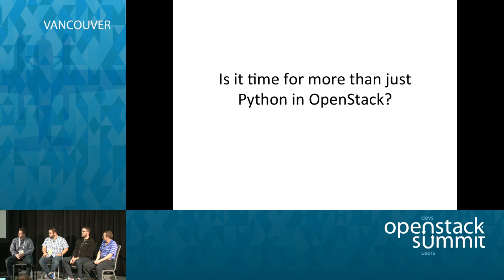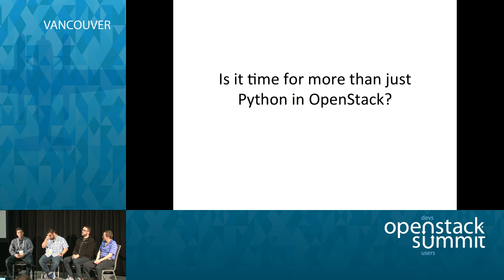Now let me take a second and set the stage. When OpenStack first started, both the NASA folks at ANSO and Rackspace were Python shops. It was a natural fit. And there was a conscious decision to say, we are doing this in Python for a couple of reasons. The first was to maximize developer productivity.